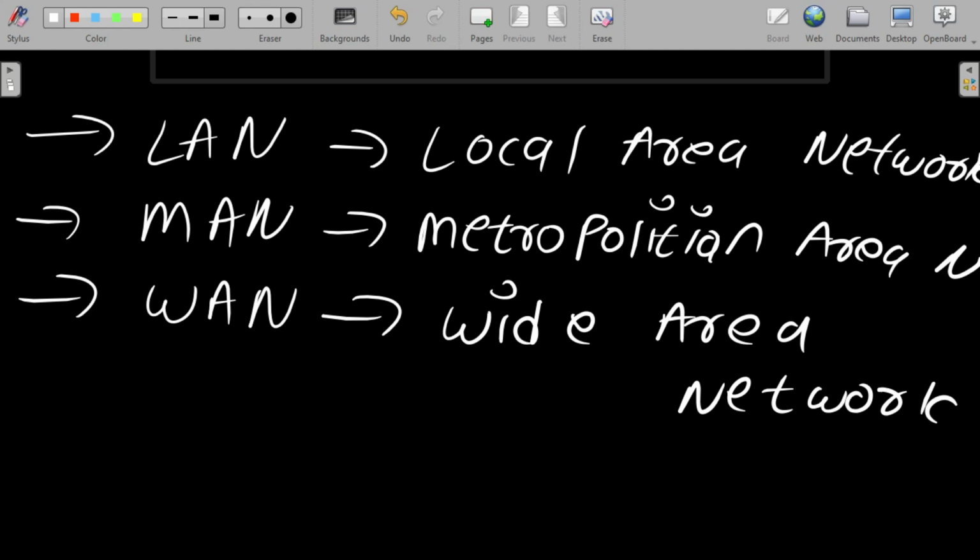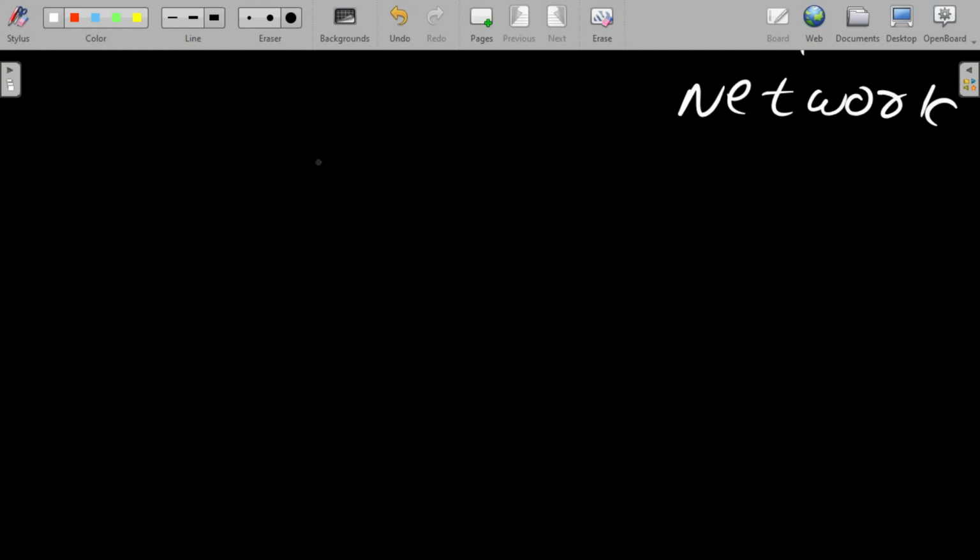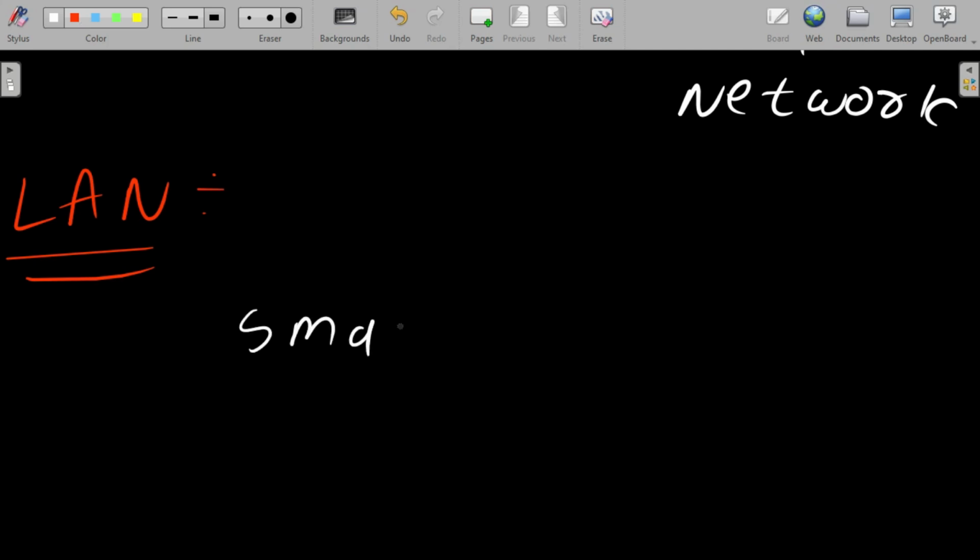First, LAN, local area network. It covers a small area. Example, your home, your school or office, computer labs. The main characteristics of LAN: it covers a small area, it has high speed with low cost, and it is easy to manage. For example, all computers in a school lab connected together form a LAN. Remember, small area means LAN. This is a shortcut to remember.